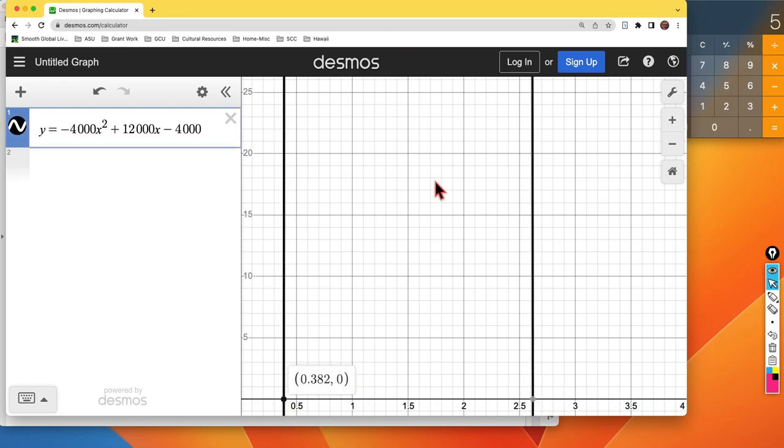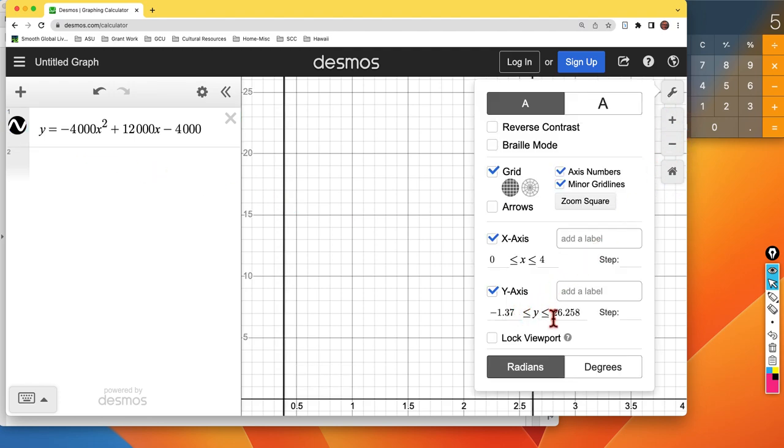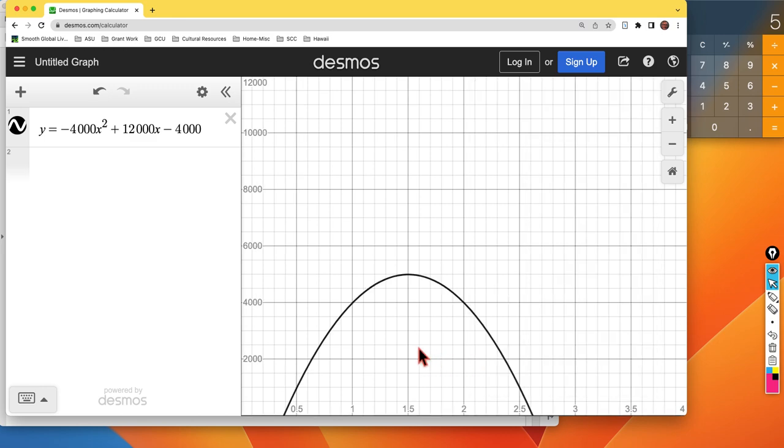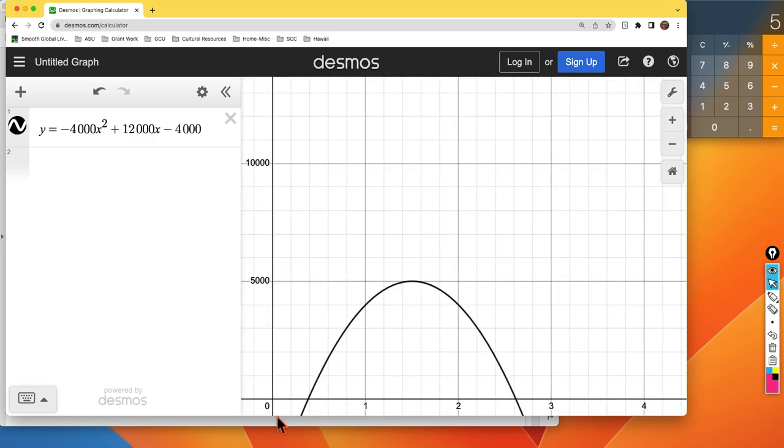But how much profit am I making? Could be a fairly large amount. So that's where our y-axis comes in. How big should that y-axis go? Let's try 12,000. Okay, that works pretty good. So you just kind of have to play with this. I didn't have to go to 12,000, 5,000 is going to be it.